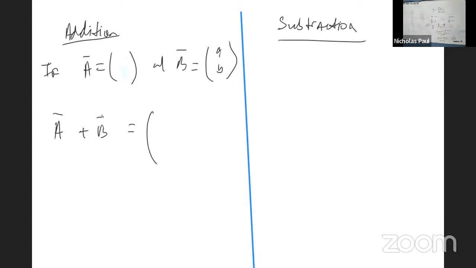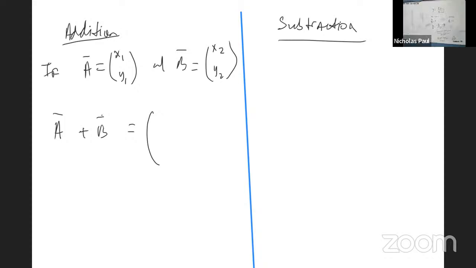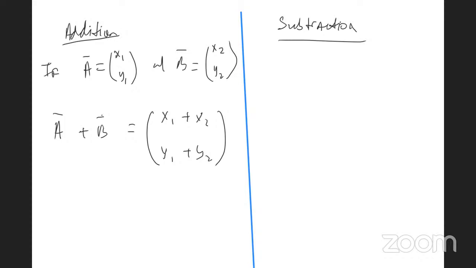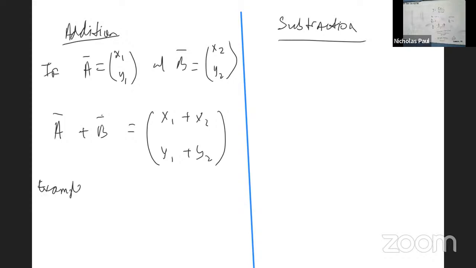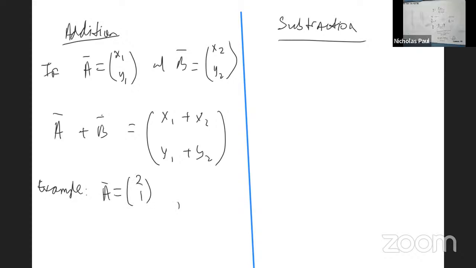Actually, I'm going to call it x1, y1. Whenever you're adding, you take the 2 x values and you add them. Then you add the 2 y values. That's all you're doing. And your answer will still stay a vector. Quick example. Suppose I gave you A (2, 1) and B (5, -4).